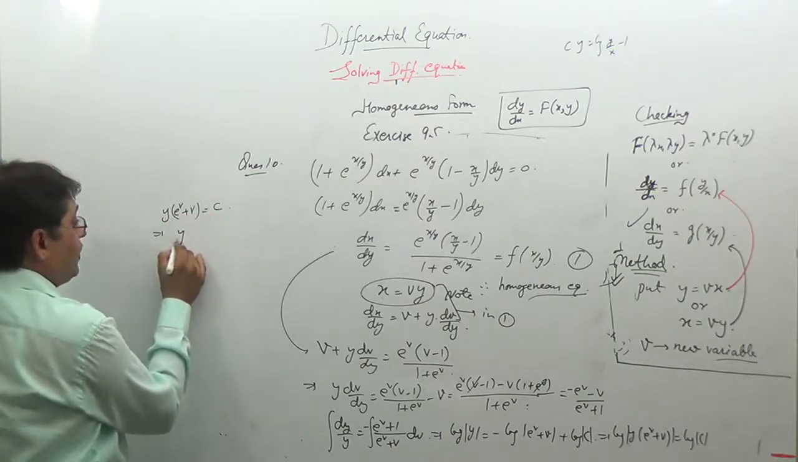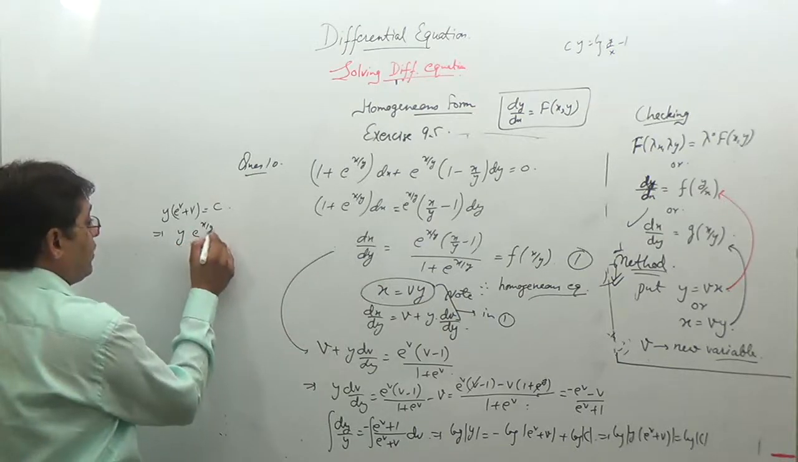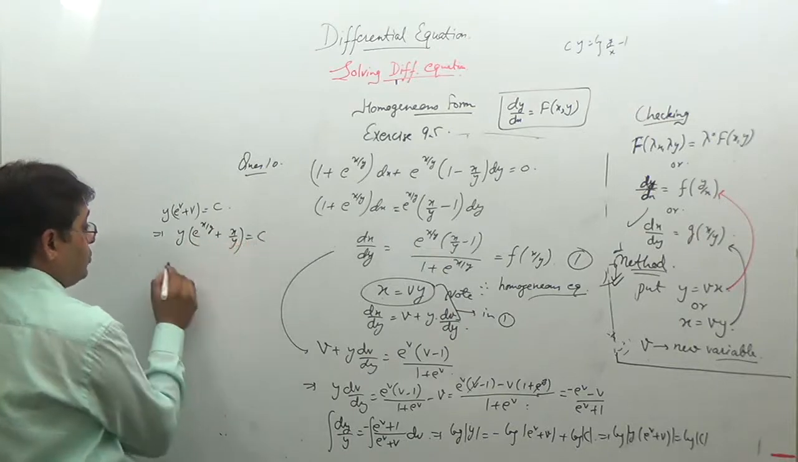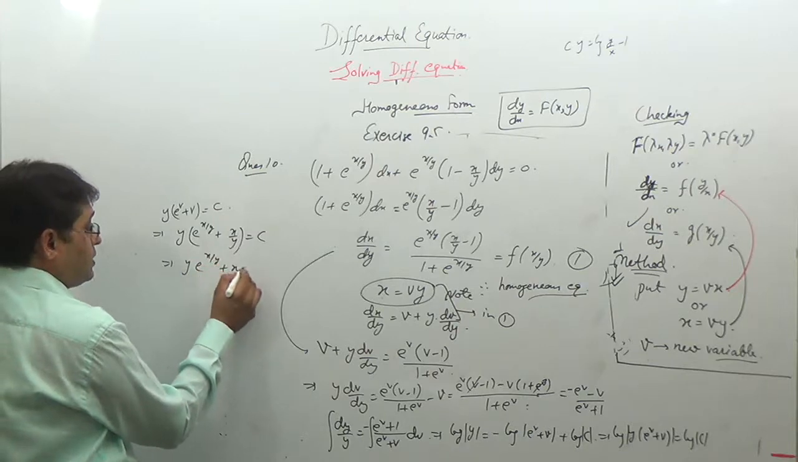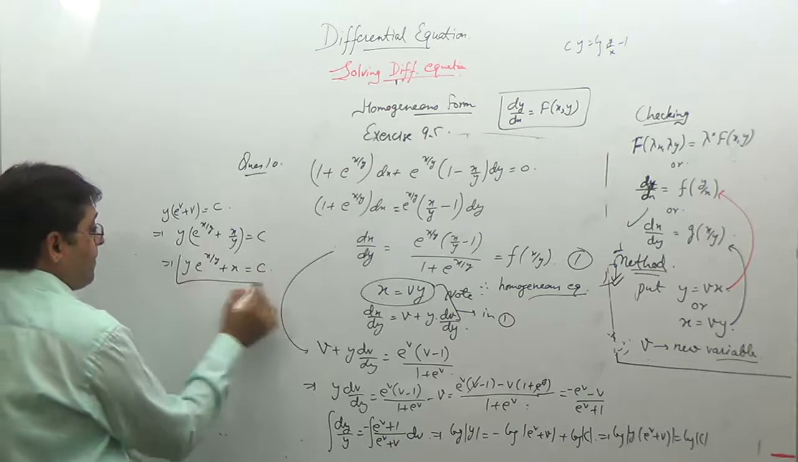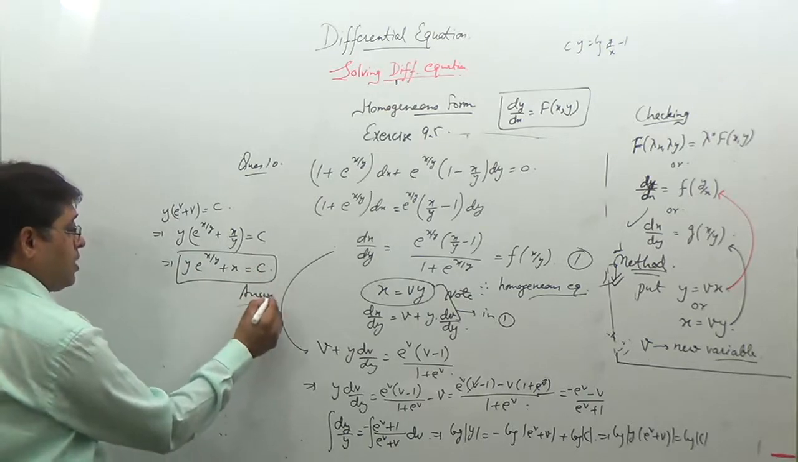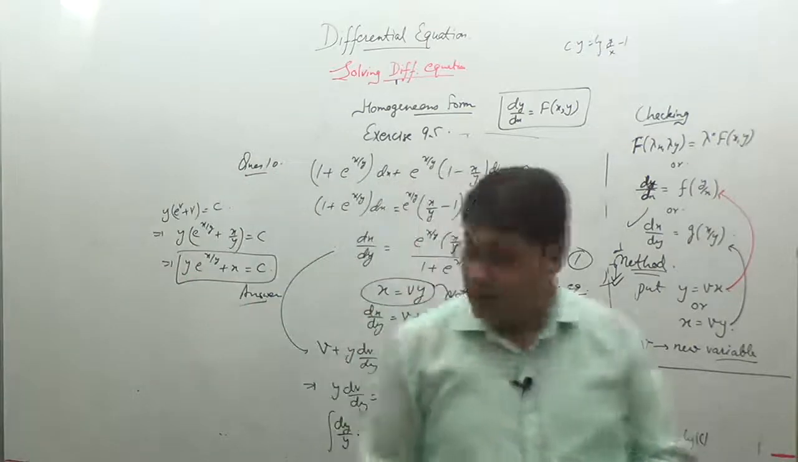Now substitute the value of v. y into e raised to power x upon y plus x upon y is equal to c. So this can further be written as y e raised to power x upon y plus x is equal to c. This is your answer. Right? Note it down. This was your question number 10th.